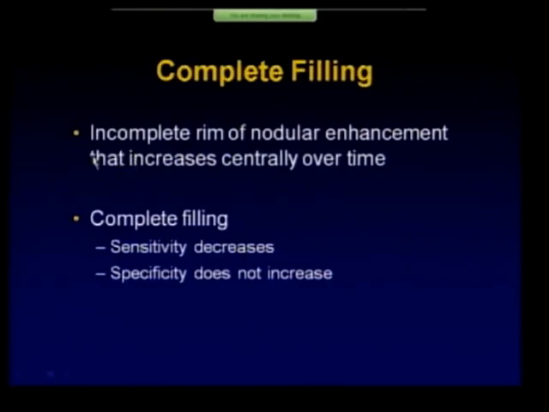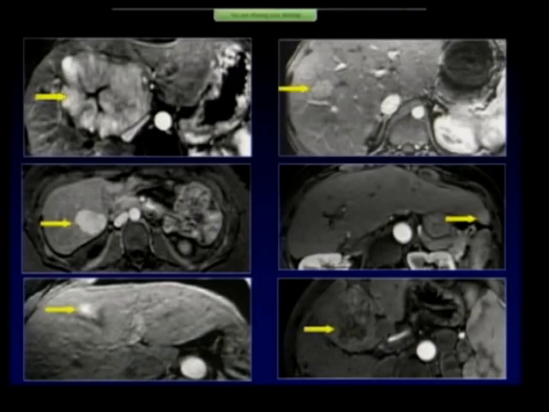Incomplete rim of nodular enhancement that increases centrally over time. As I said, complete filling sensitivity goes down, but specificity does not increase, because we cannot always wait 30 minutes or 40 minutes or 50 minutes, keeping the patient in the scanner and re-imaging repeatedly to make sure that it fills in. But whenever there is a characteristic cleft, a well circumscribed lesion that does not demonstrate washout and demonstrates progressive filling in, that is sufficient for us to be confident that it is a benign lesion.